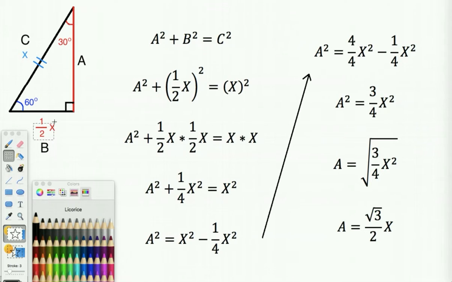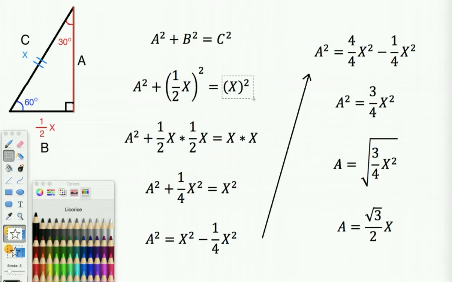B is equal to 1/2 x. So I'm going to change the C to an x. I'm going to change the B to 1/2 x. And notice when I substitute it in, I put it in parentheses. That is, of course, the best way of doing it. So now let's simplify.